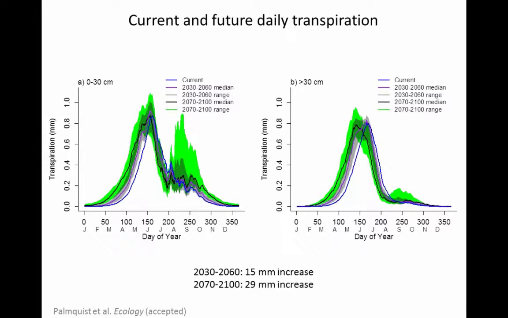This figure is showing daily transpiration for both current and future conditions, the amount of water taken up by plants. And what you can see here for both top soil layers, which are on the left, and bottom soil layers, which are on the right, is that there will be a shift in transpiration starting to occur earlier in the year. And in some cases, for some of the climate models, there will also be increases in the peak or magnitude of water uptake by plants. And this is particularly noticeable for bottom soil layers.